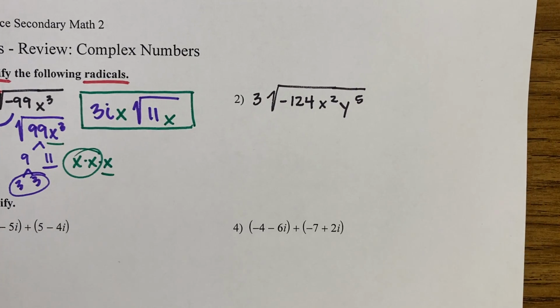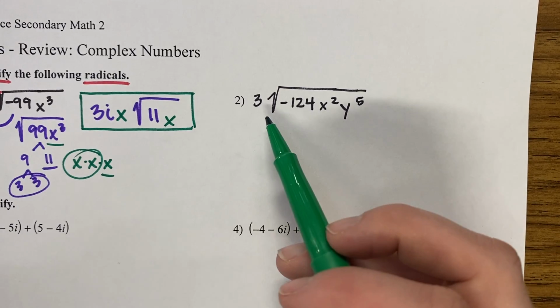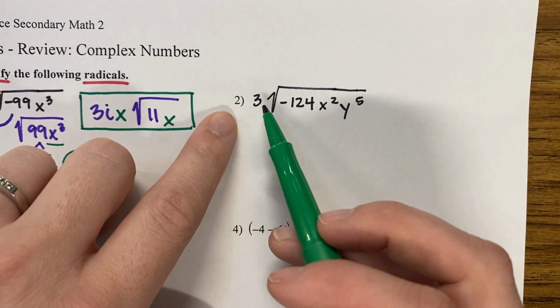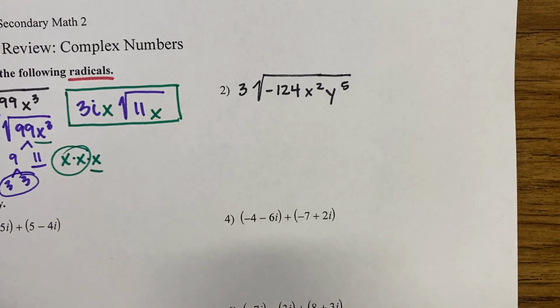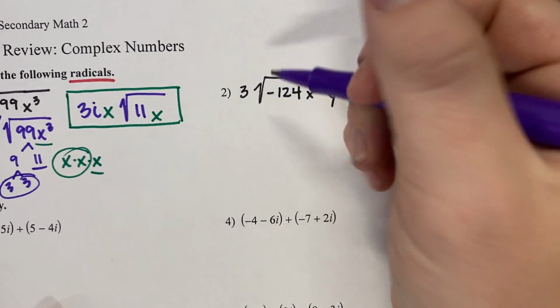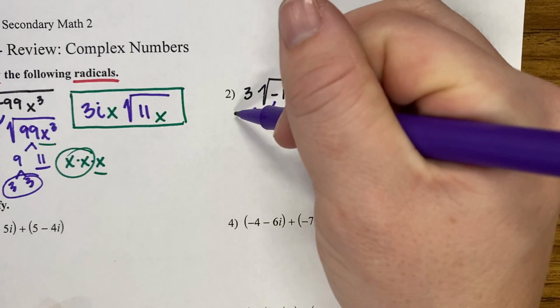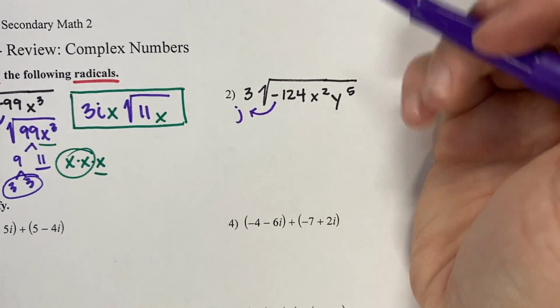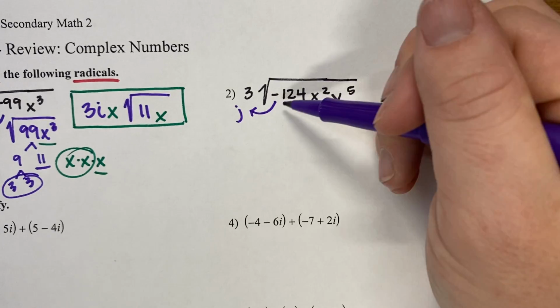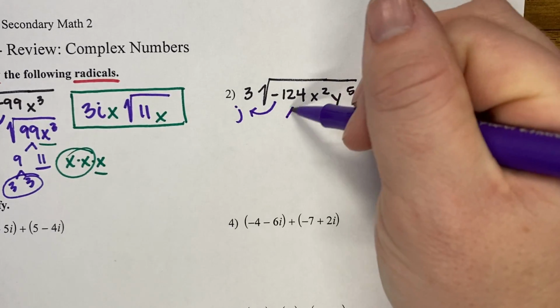Let's look at number 2. We see that we have a coefficient in front, and we're not going to deal with that until the very end. But we see that there's a negative, so we automatically pull that negative out, and that turns into our i. I write my i's different ways each time, I swear. Then we can start breaking down 124.